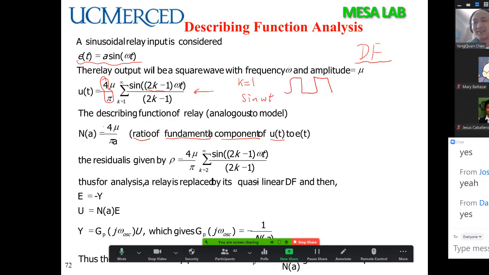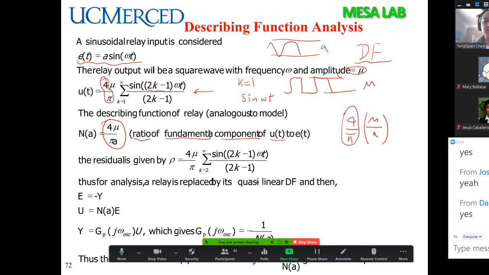That's why you have this 4 over pi, and you have mu divided by a. This is the ratio of the amplitudes. The sinusoid has amplitude a, and the relay output magnitude is mu. So the magic 4 divided by pi is due to the Fourier series expansion. The remaining terms are residues, and we assume these residues can be ignored.